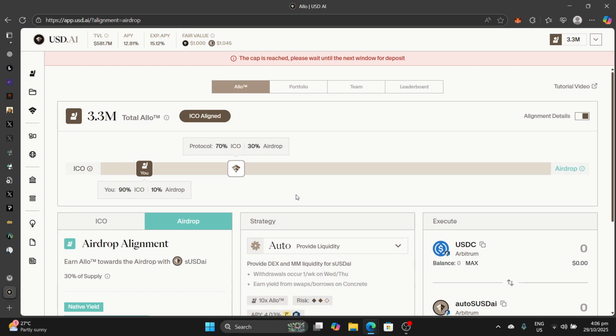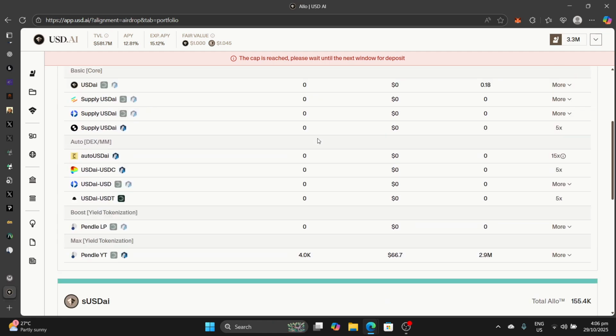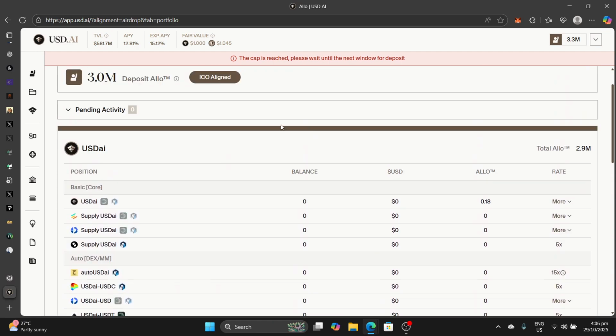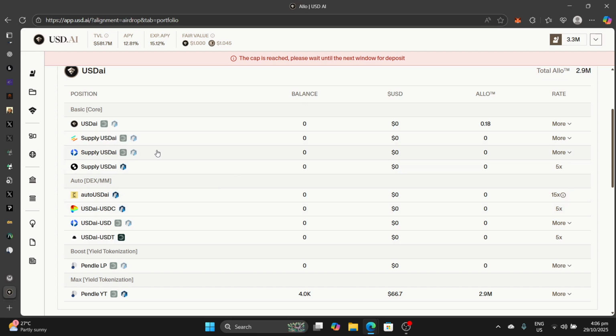Apologies for the delay. So it's time to get started. If you go to portfolio, this is how to get started. These avenues here will allow you to get started and bypass the deposit cap because these are all LP related endeavors, meaning that you can buy somebody's position and supply it in the LP to earn allo.